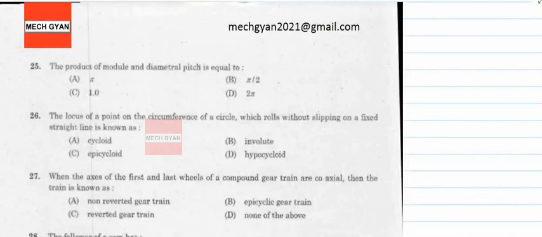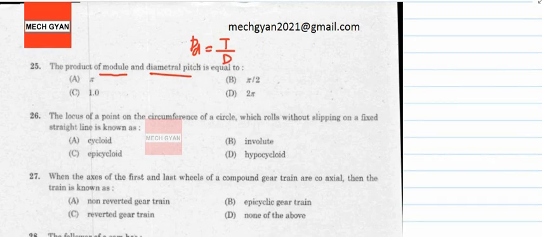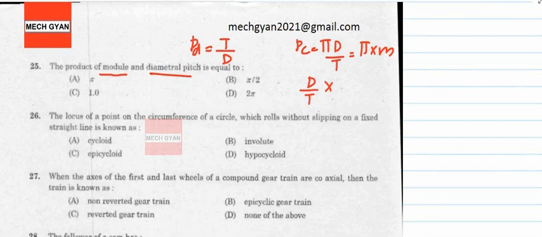Question number 25. The product of module and diametral pitch is equal to what? We know that diametral pitch P_D is equal to T by D, and module is given by circular pitch P_C equal to pi D by T, or pi into M. So the product of module D by T and diametral pitch T by D is equal to 1. Answer is option C.